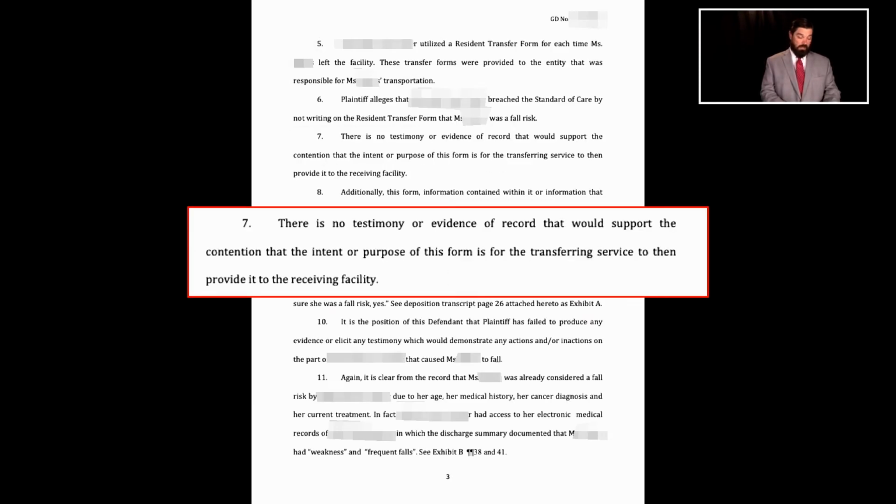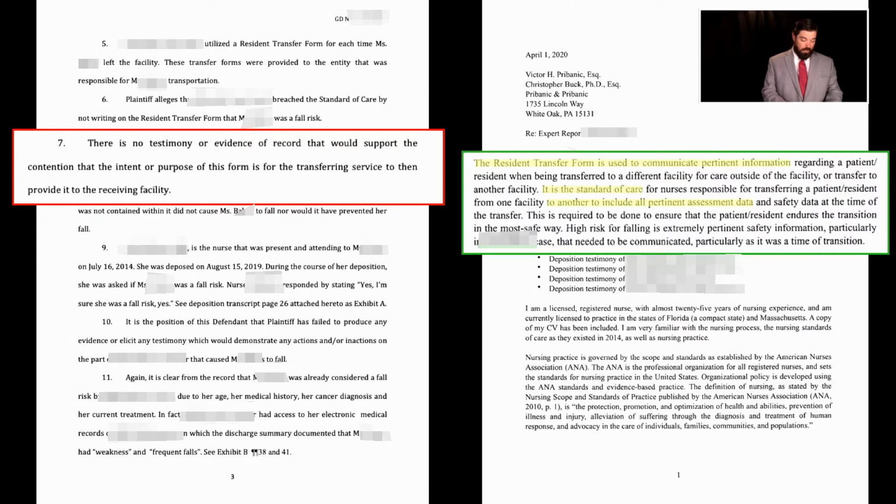The motion for summary judgment doesn't acknowledge the report, and it presents an application for summary judgment as if the report doesn't exist. The problem is that the MSJ makes blanket assertions, such as there is no evidence that would support the contention that the intent of this form is for the transferring of service to the provider when receiving at the facility. But when this statement is put right next to our expert report, we see the evidence shows that the resident transfer form is used to communicate pertinent information.